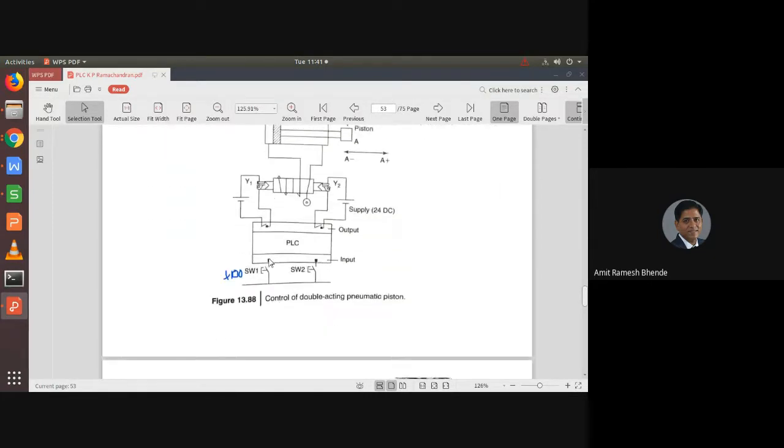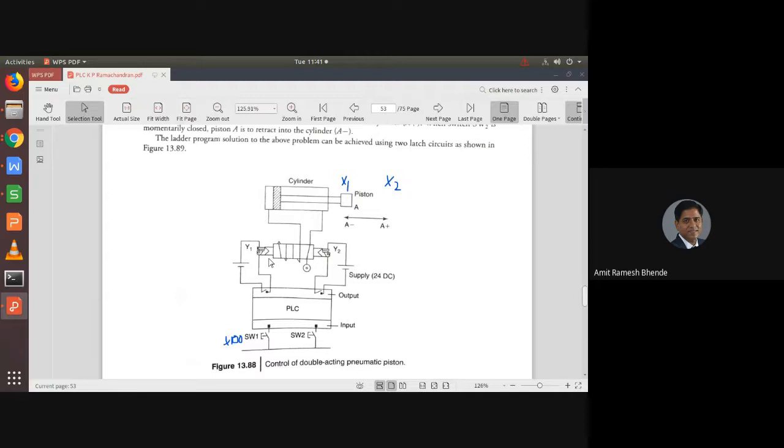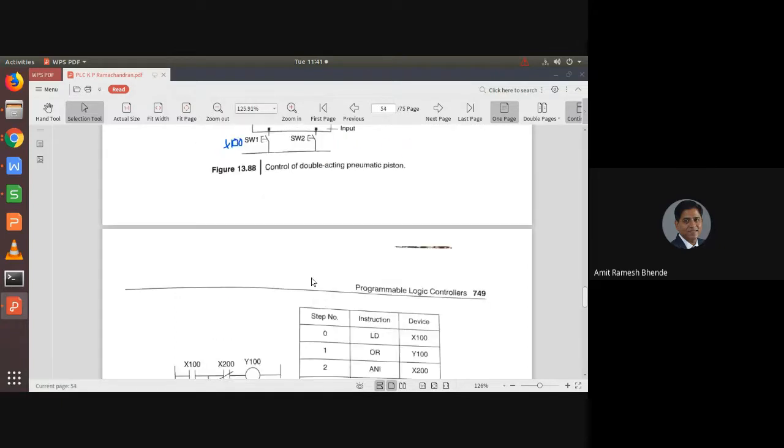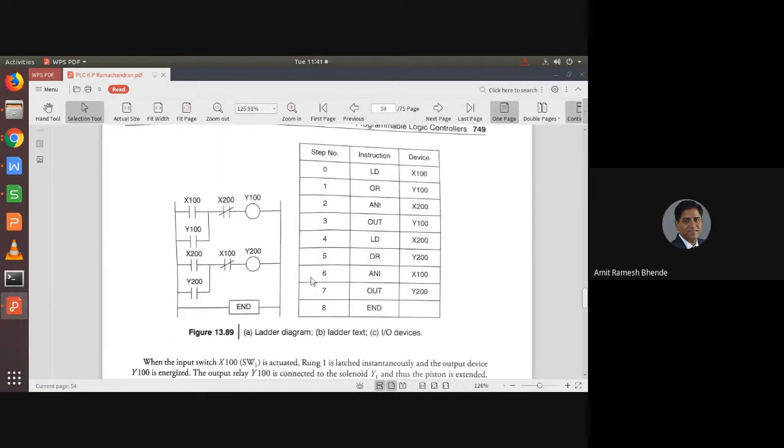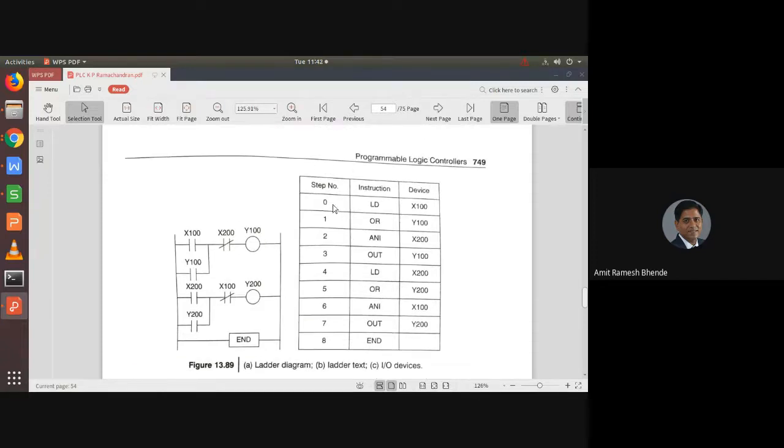I think you have got enough idea about the application. Very simple application. When you press the SW1 switch, the piston should extend, and when you press SW2, the piston should retract. We need to write down the ladder programming for this simple application. Now this is the ladder programming. First we will see the devices and the instructions. Step number 1, LD. These are the instruction codes which we use.